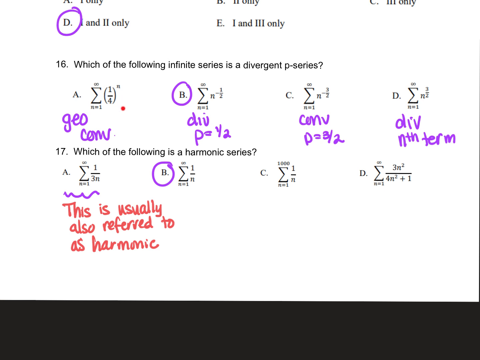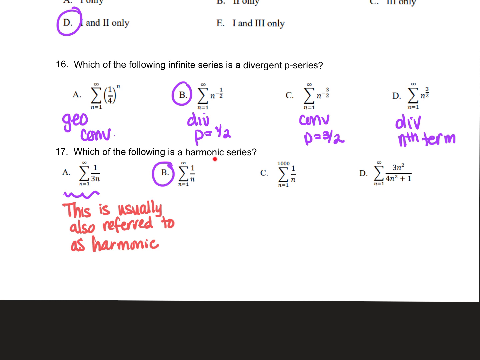And let's see, 16. Which one of these are a divergent P-series? Well, this one's geometric, converges. Divergent P-series, convergent P-series. This one is actually divergent by the nth term test because the limit of that is not 0, which causes it to diverge.